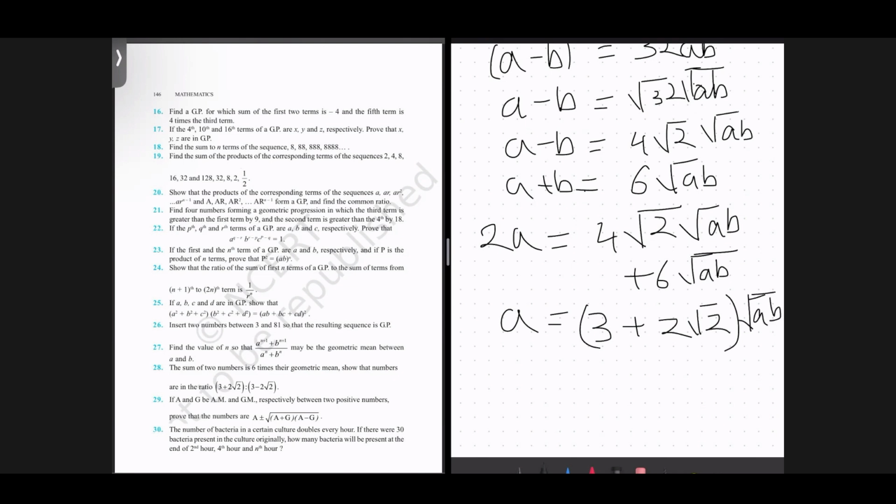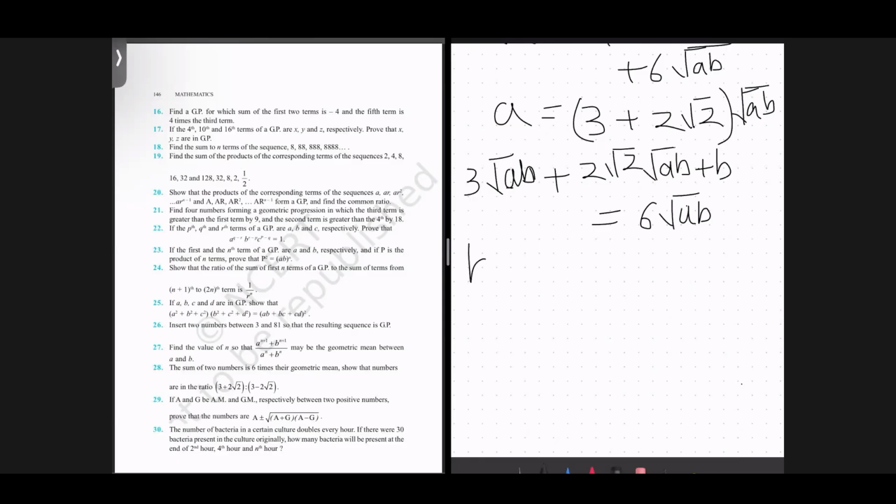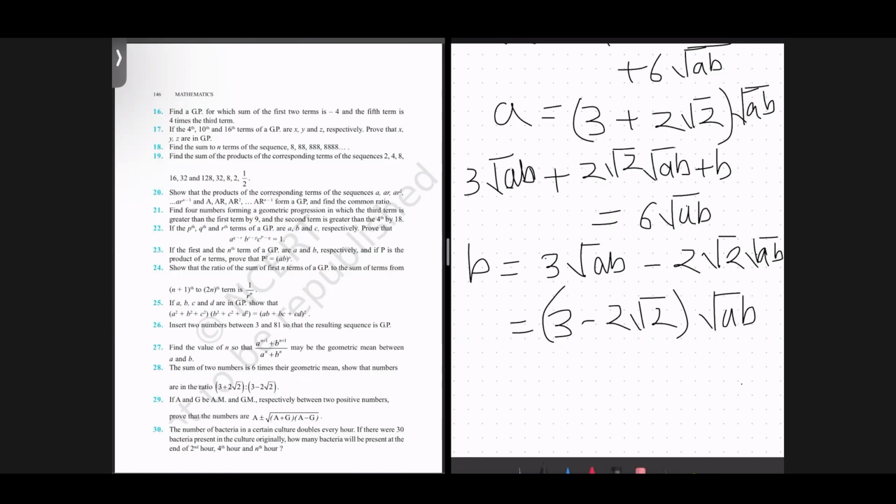Correct. Plugging in this value of a into the first equation, you get 3 root ab plus 2 root 2 root ab plus b equals 6 root ab. Right, taking everything except b onto the RHS, you get b equals 3 root ab minus 2 root 2 root ab. Taking root ab out common, you get 3 minus 2 root 2 root ab. Correct. So now we have the value of a, which is right here, and we have the value of b found right here.